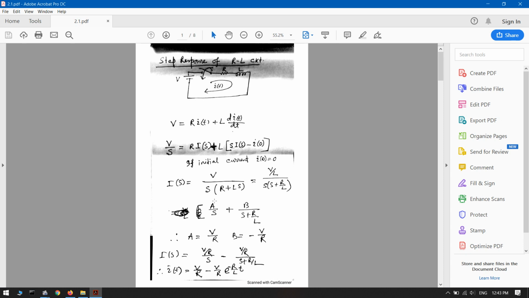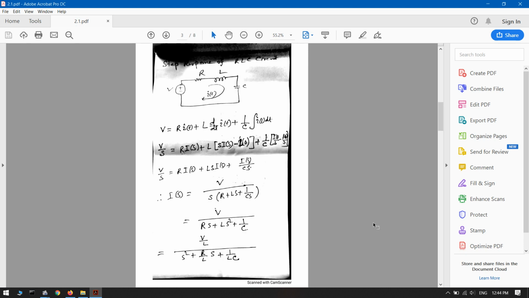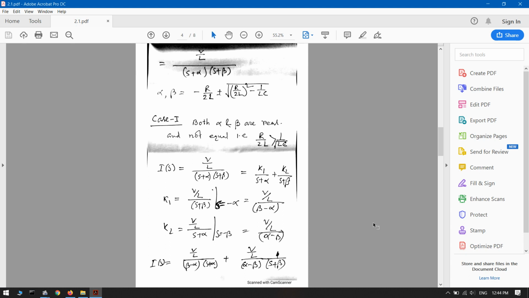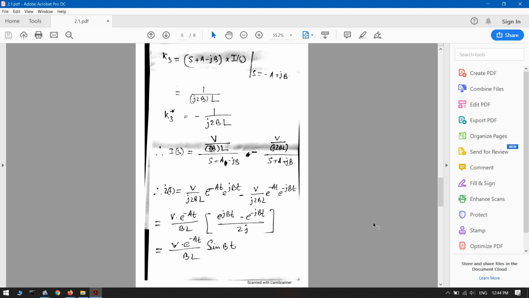Suppose you are asked to find out the response of RC circuit. Try to listen to this question. Find out the ramp response for the RC circuit. So, what is the meaning? Ramp response means here input is a ramp function. So input voltage will be what? V of t will be equal to, what will be the function?